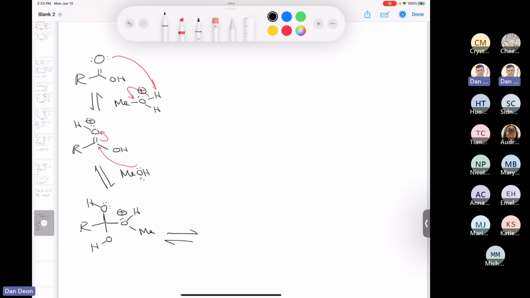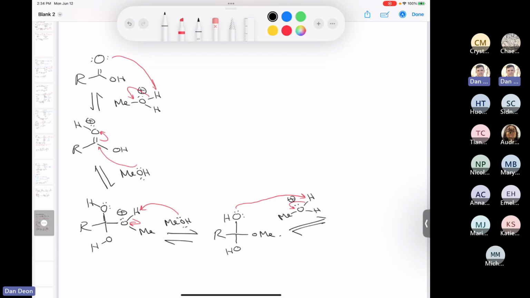So who's the base that's going to extract that proton? The base in solution is methanol, and it's an equilibrium between methanol and its protonated form. So you're going to abstract this proton, and now you've taken care of the first part. Now we have OH here, OH here, and then we have OMe here. Now we're going to protonate one of those hydroxyls, and it doesn't matter which one. So you take your protonated form of methanol, and we'll pick this one, and do a proton transfer onto here.